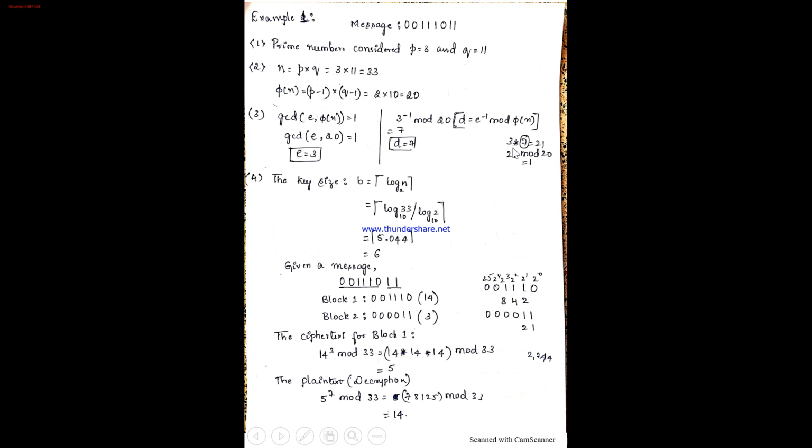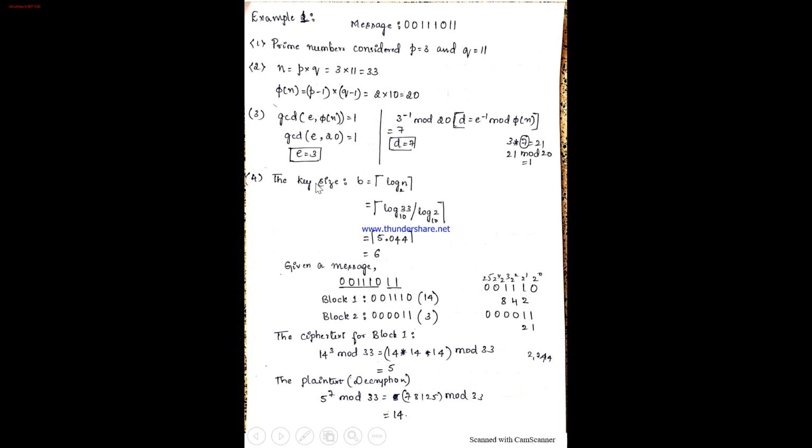3 4s are 12, even that will not work. 3 5s are 15, no. 3 6s are 18, 3 7s are 21. 21 mod 20 is 1. Okay, so the inverse of 3 is 7. So D is equal to 7.